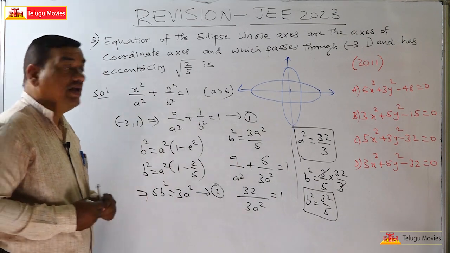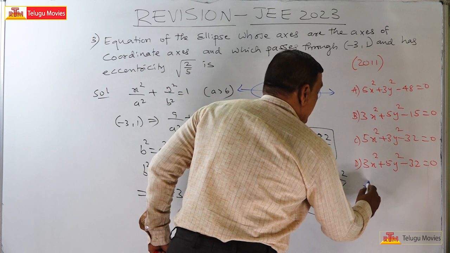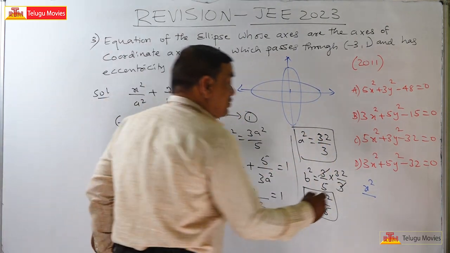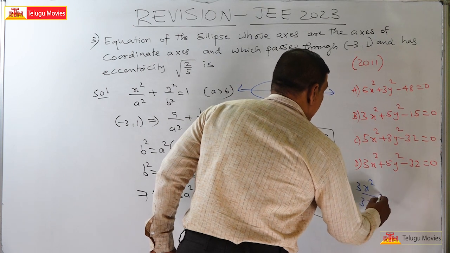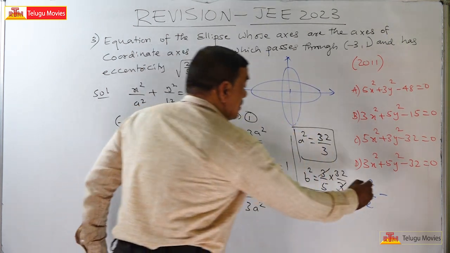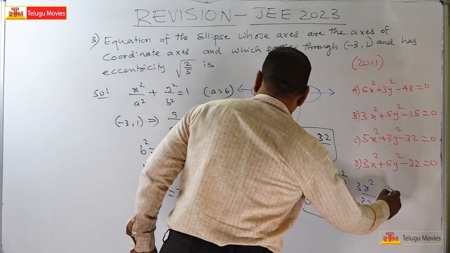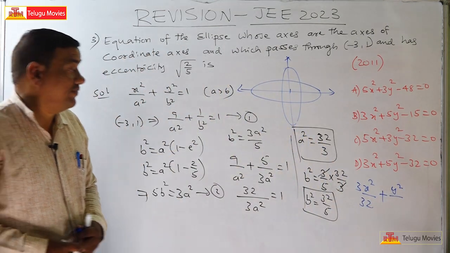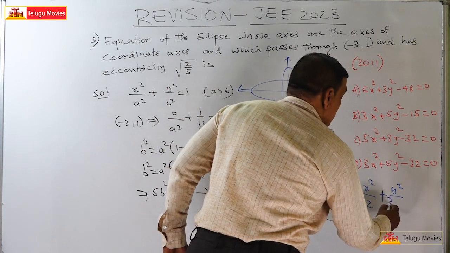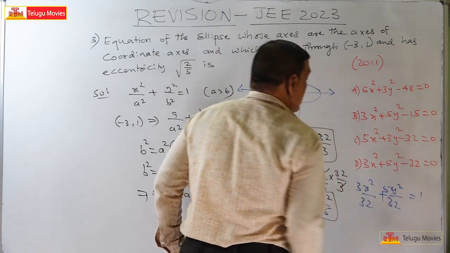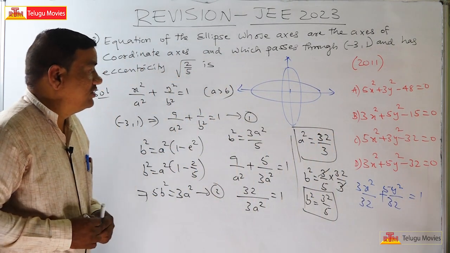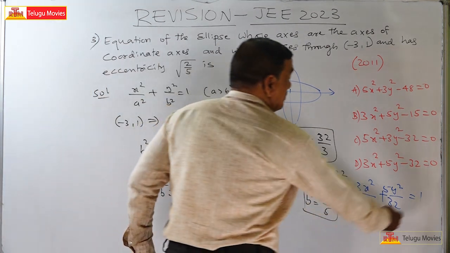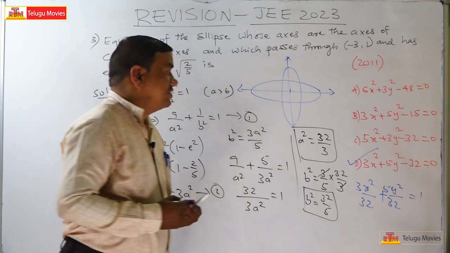So x square by a square, that means x square by 32 by 3, plus y square by b square, that is 32 by 5, is equal to 1. So the answer is 3x square plus 5y square minus 32 equals 0, if you take the cross multiplication. Option D is the correct answer.